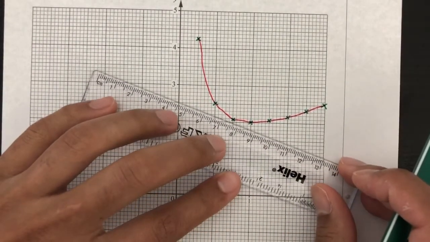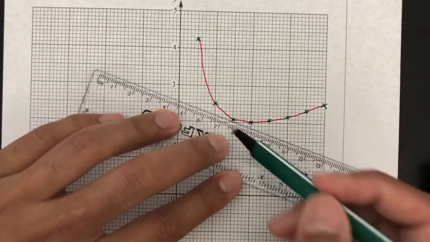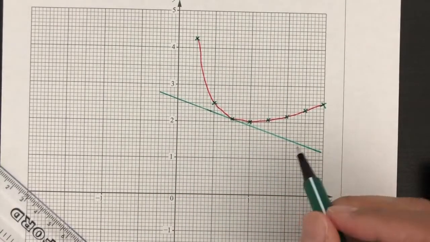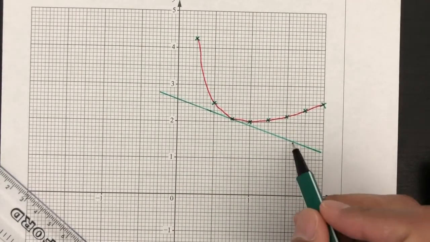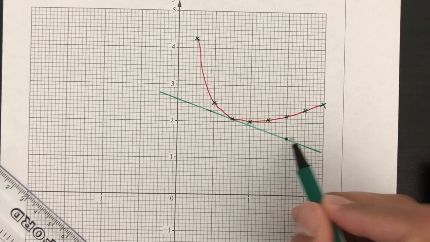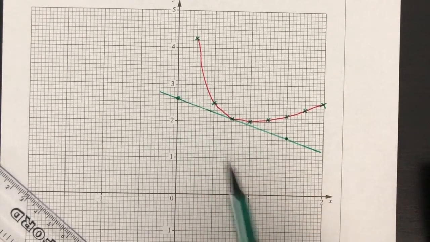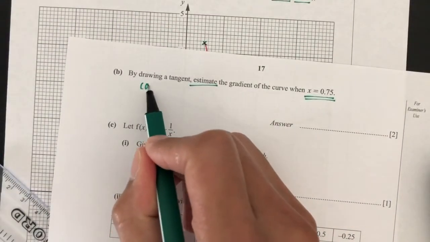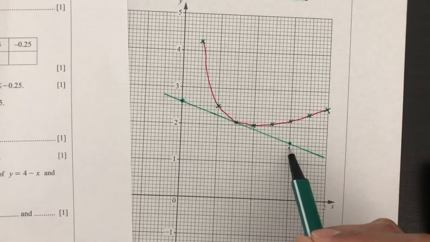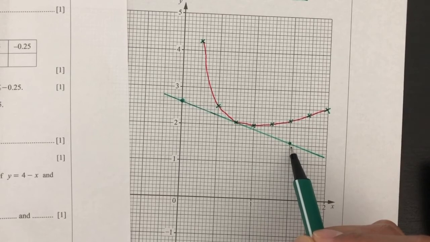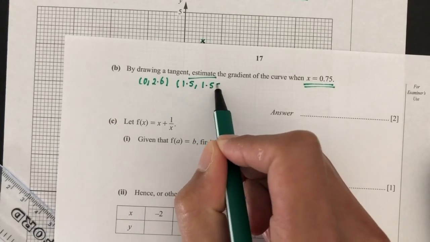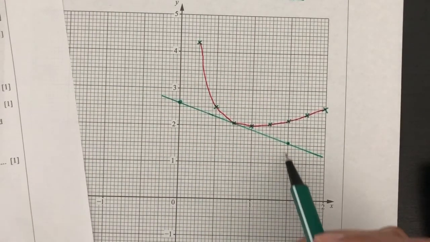So let's draw a tangent to this point. It should be about this line. Now we have to look for one point on this side. Let's take this point, and let's take this point on this side. The first point will be 0, 2.6, and this point will be 1.5, 1.55. Okay, so double check. 1.5, 1.55.